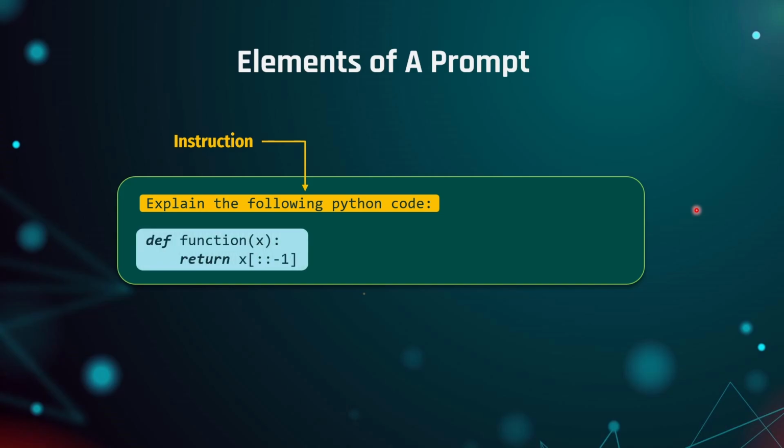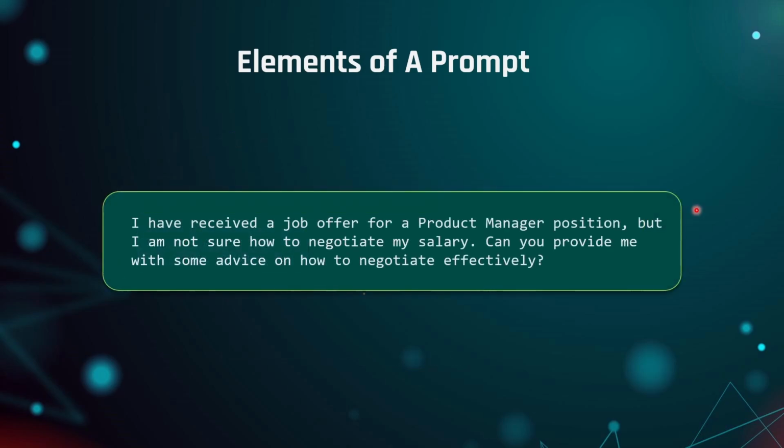So this particular piece of Python code is the input data. So there goes another element. And how about this example? We are prompting ChatGPT by saying, I have received a job offer for a product manager position, but I'm not sure how to negotiate my salary. Can you provide me with some advice on how to negotiate effectively?